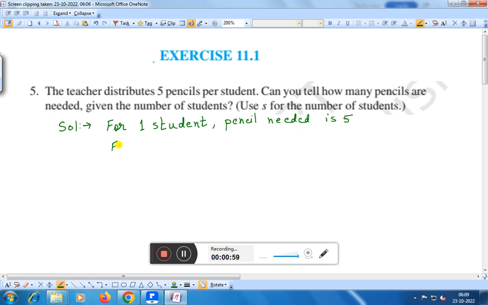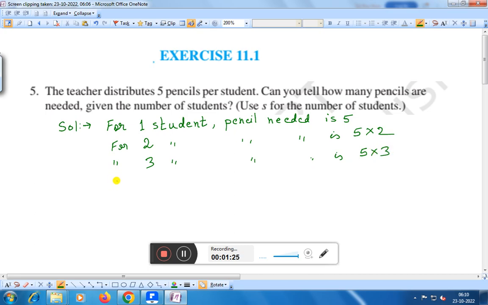For 2 students, pencil needed is 5 into 2. For 3 students, pencil needed is 5 into 3.